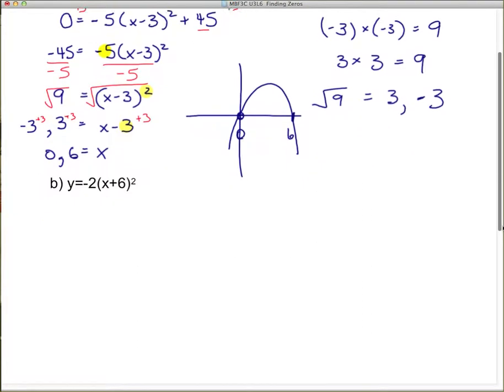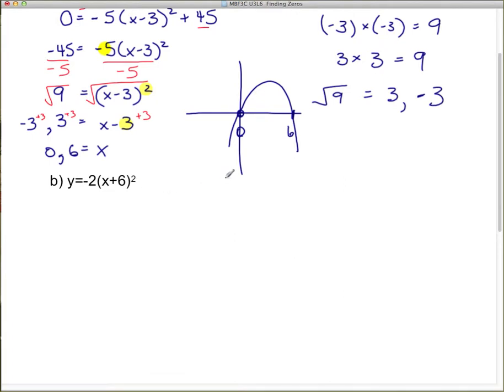Now this last one's actually a bit of an easy one because we're missing some stuff here. And so we're going to start like any other. We're going to put a 0 in where the y is. And then I've got negative 2 bracket x plus 6 all squared. Now there's nothing to take away on the end, so we just ignore that part.